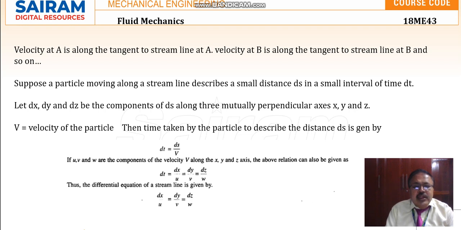If u, v and w are velocity components in the x, y and z axes, then the above relation can be written as: dt is equal to, in place of ds I can write dx, and in place of v I can write velocity component u in the x direction. Similarly in the y direction it is dy by v, and in the z direction it is dz by w. Thus the differential equation of the streamline is dx by u equal to dy by v, equal to dz by w.